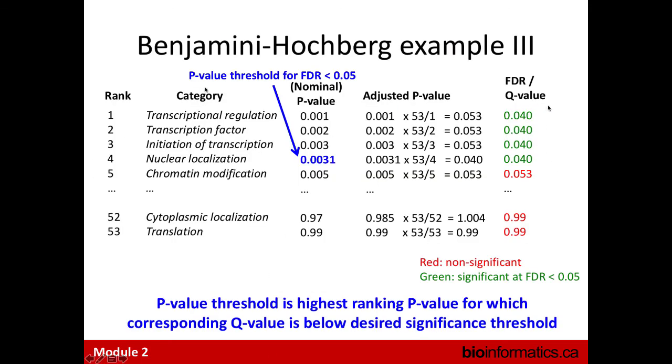So now, if we want to select gene sets that are enriched under the FDR 0.05, then we get here the threshold, and we report these top 4 gene sets as significant under the FDR threshold of 0.05.